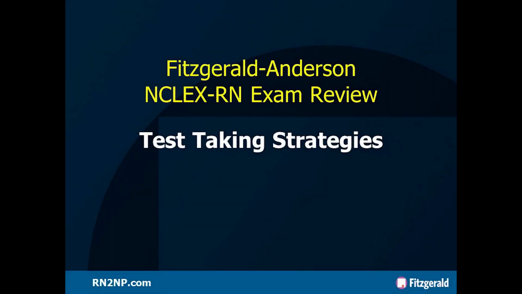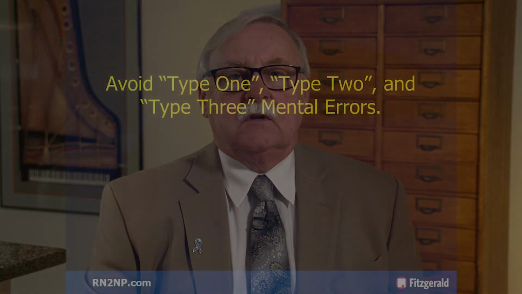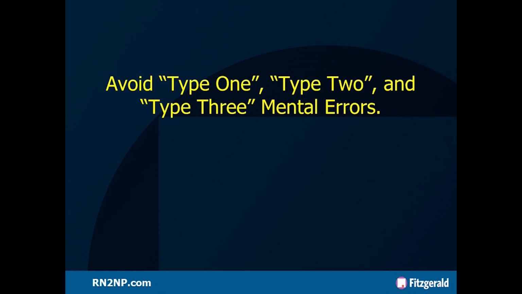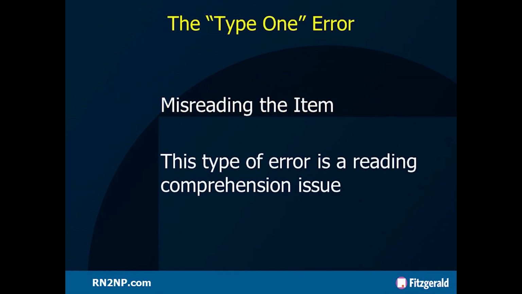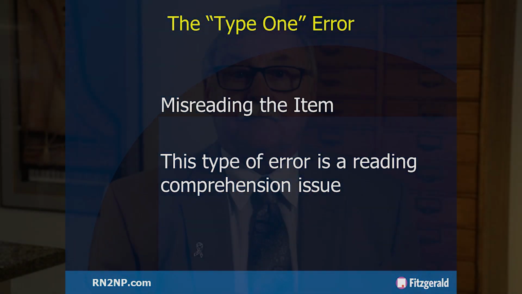Here's an important test-taking tip from the Fitzgerald-Anderson NCLEX review. I find that most students, when they have difficulty with exams, make 3 different types of errors. The first type of error, or what I call a type 1 mental error, is an error where they don't see things that are there, or they see things that aren't there.